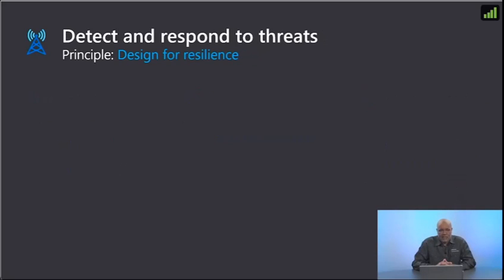Detecting and responding to threats. The principle here is designing for resilience. You want to be able to build native security and governance as well as native threat detection into a resilient design for your workload with a rich cloud-native Azure tool set. So most of what you need to do this should be available to you in Azure.